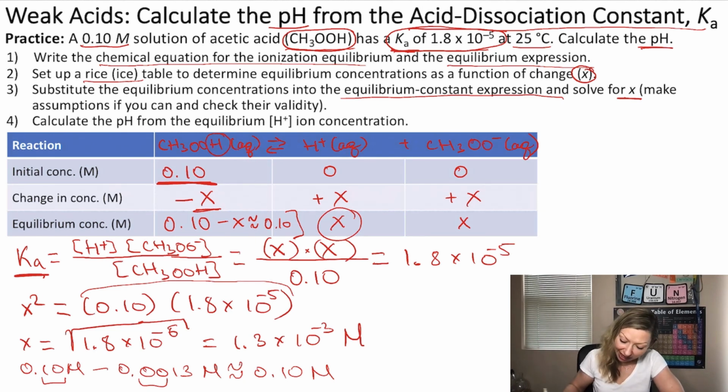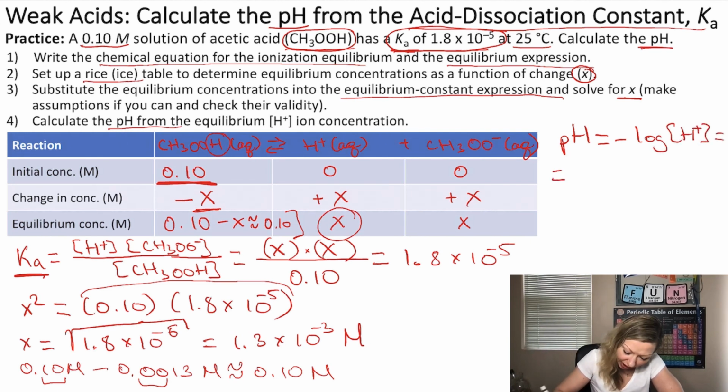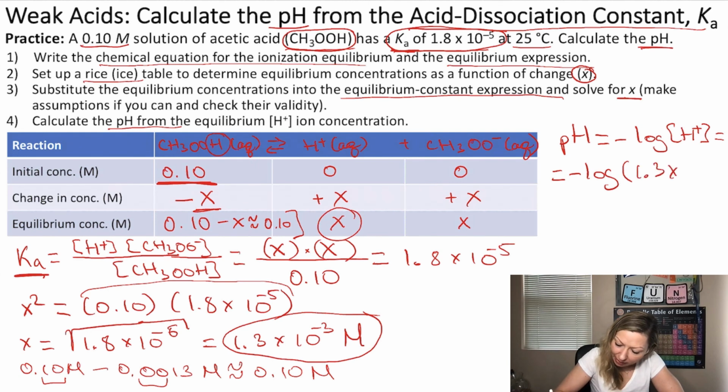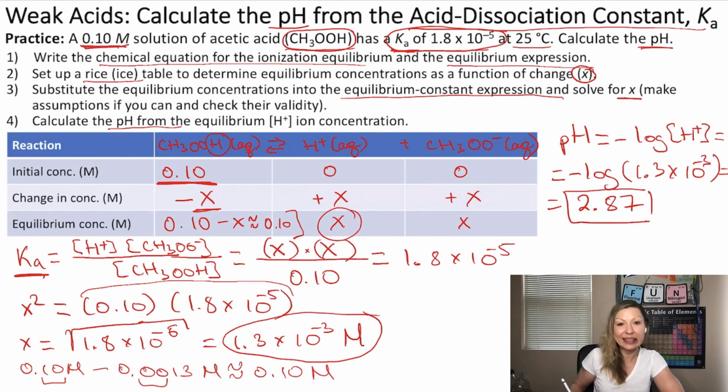Okay, so from here I can simply calculate the pH, which is the last step. So pH equals the minus log of the H+ ion concentration, which is minus log of my x, right? Minus log of 1.3 times 10 to the negative third. And if you do this calculation, you are going to end up with 2.87. So the pH of our 0.1 molar acetic acid solution at 25 degrees Celsius is 2.87.